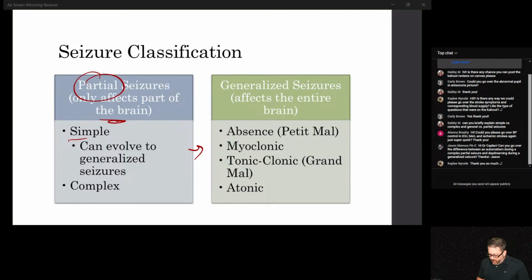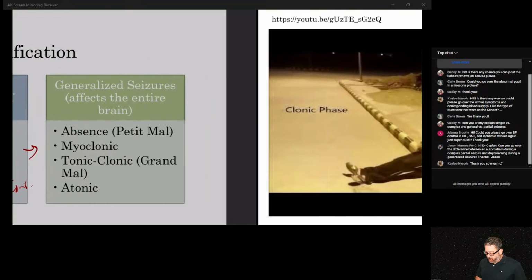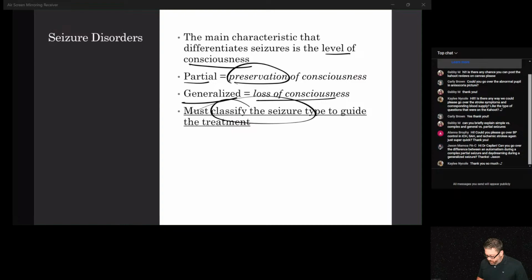Simple has no loss of consciousness at all. They can evolve into the generalized one. Complex has altered consciousness, not a full loss of consciousness, just altered consciousness. So you're going to have some weird things going on.